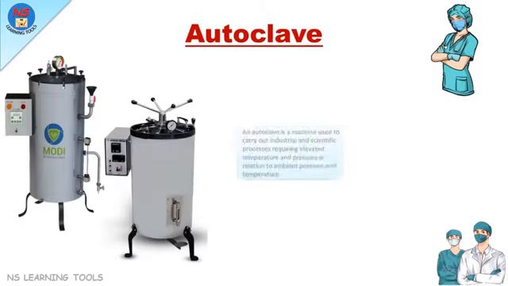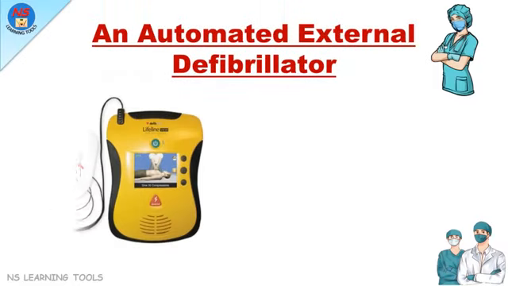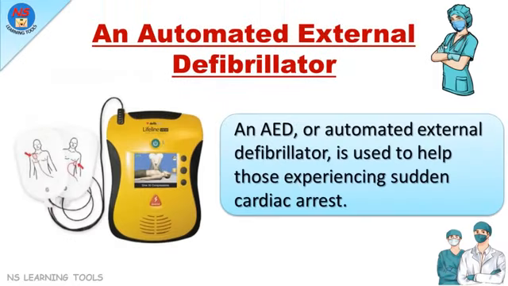Autoclave. An autoclave is a machine used to carry out industrial and scientific processes requiring elevated temperature and pressure in relation to ambient pressure and temperature. An automated external defibrillator. An AED, or automated external defibrillator, is used to help those experiencing sudden cardiac arrest.